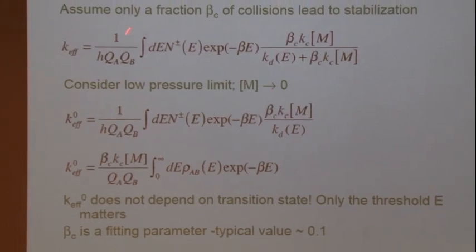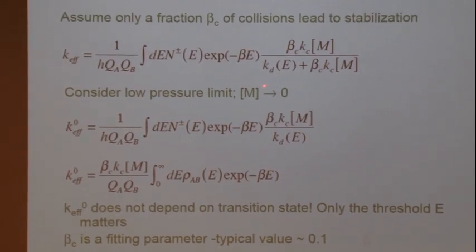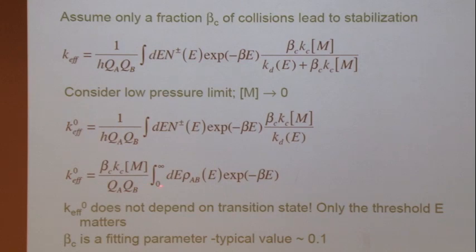So this is the K effective formula. You can look at the low pressure limit. Very interestingly, in the low pressure limit, you get a result that is independent of the transition state. So it only has to do with the density of states of the species you're forming, and it doesn't have anything to do with the properties of the transition state. But it depends a lot on the threshold energy. And this method is pretty good and easy. So I would say this is one of the recommended methods, I think.